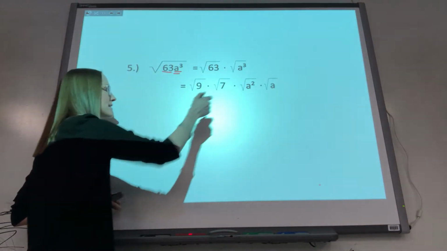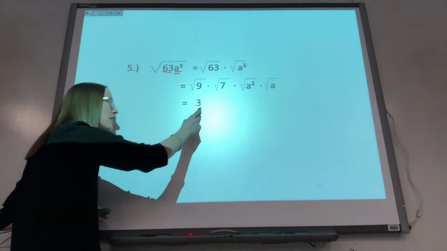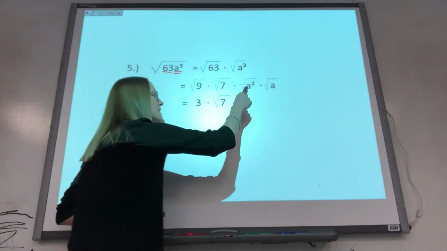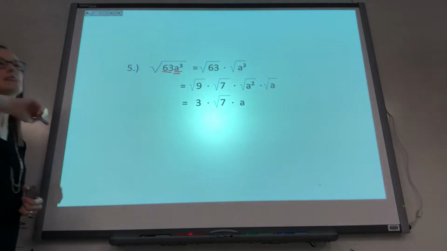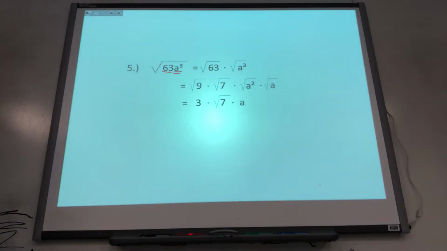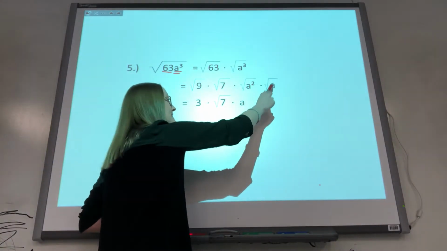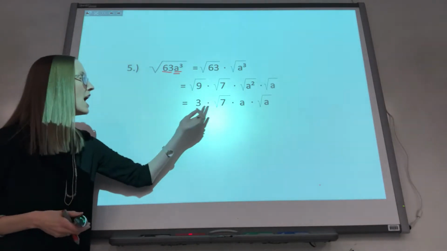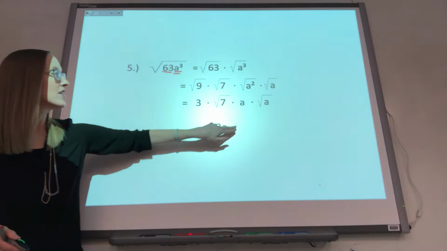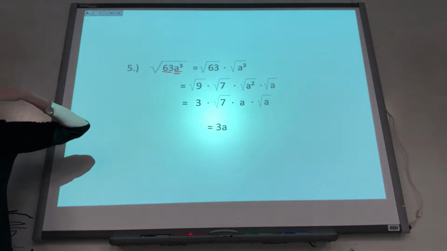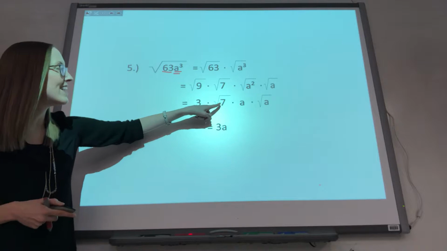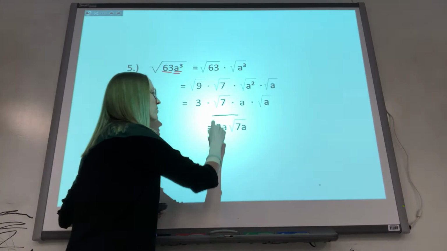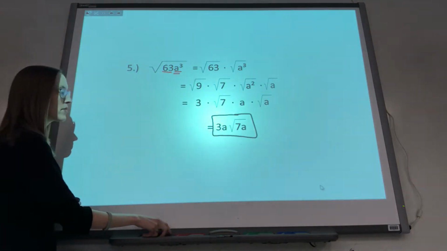So going through the rest of this, the square root of 9 is 3. Square root of 7, I have to leave that part alone. Square root of a squared is a, and don't worry about absolute value bars here. Everything is positive. Square root of a, I don't know what that is, so I'm leaving that part alone too. Now, 3a goes out front because those are not under a square root. And then 7a, those can come together under the square root. That would be it for number 5.